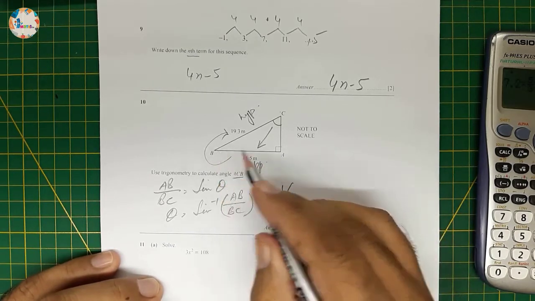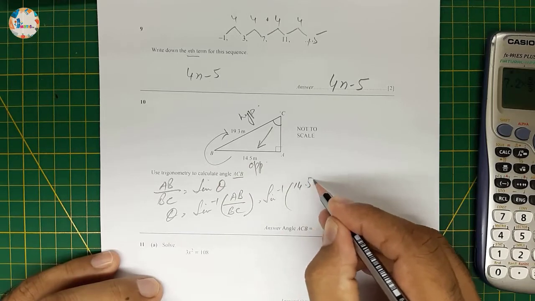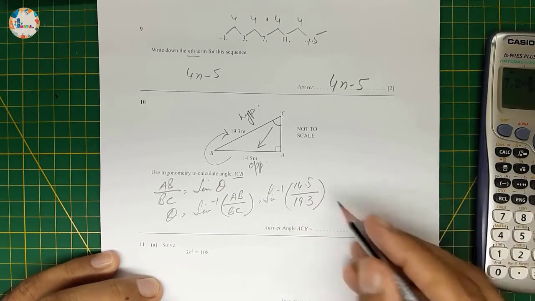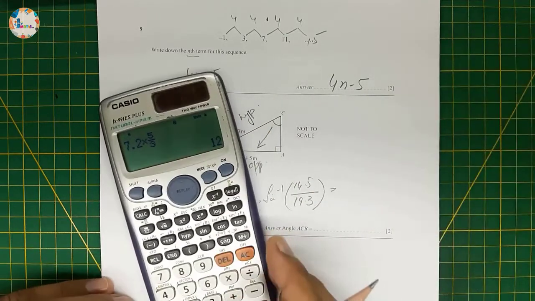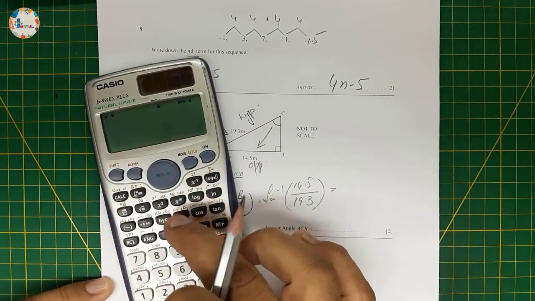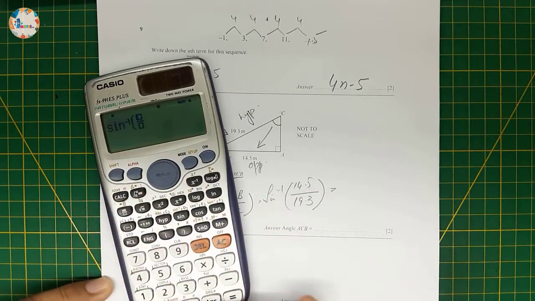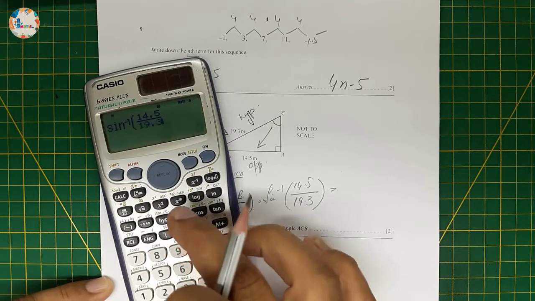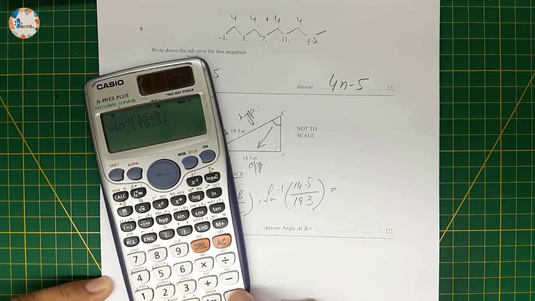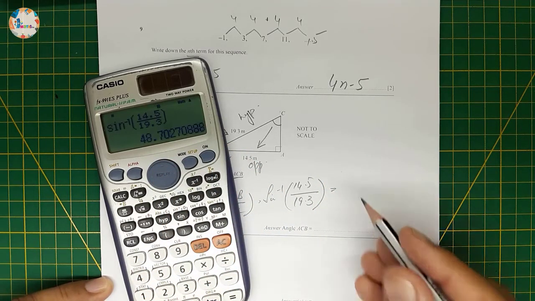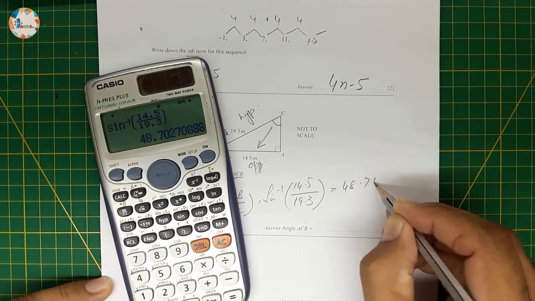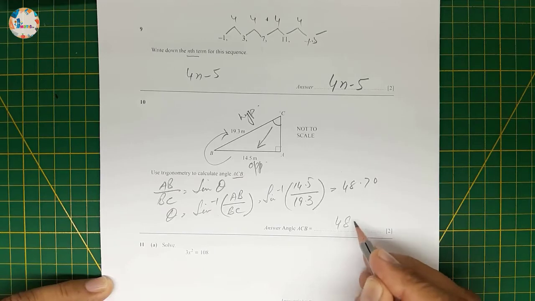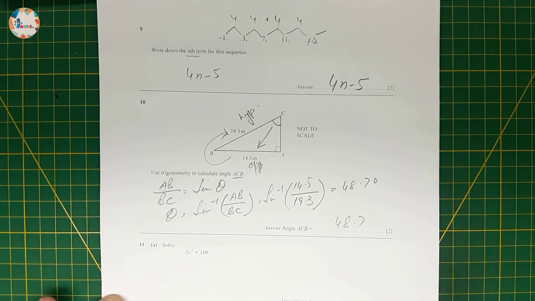of AB, which is 14.5 over 19.3, and this value we can find using a calculator. Sine inverse of 14.5 over 19.3 results in 48.70. So this will be our answer, up to 3 significant figures.